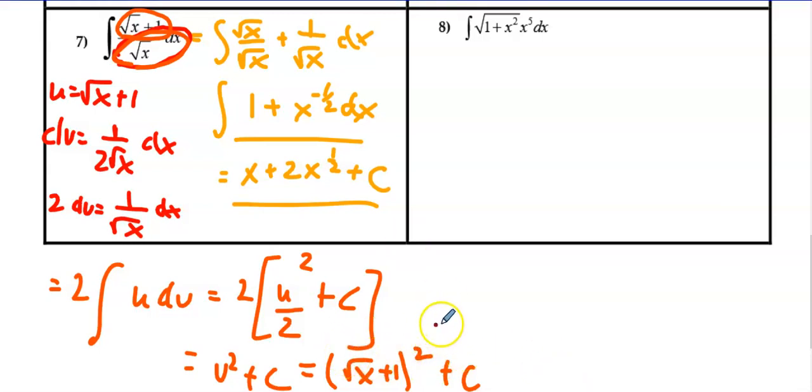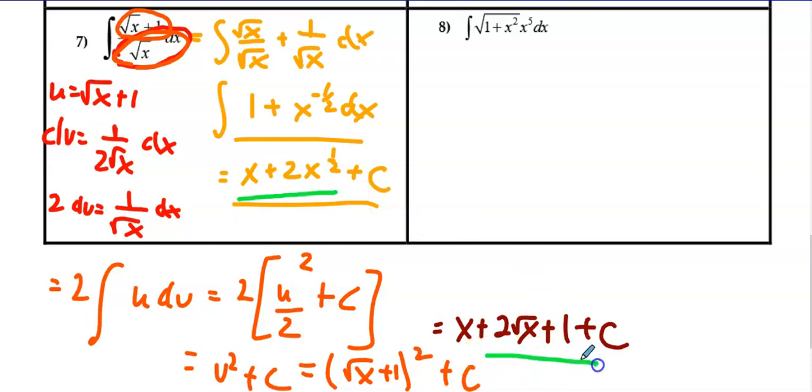So when you FOIL this out, you're going to get x plus, multiplying the double, 2 square roots of x plus 1 plus c. And I don't know if any of you are wondering, notice that this and this do not exactly match. But just like in the previous question, if I do c plus 1, that becomes our new c. So all we really care about right now is that our function is still the same thing.